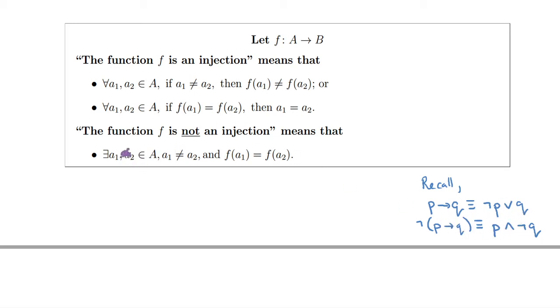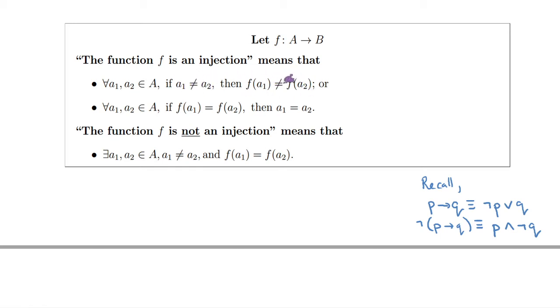And that's exactly what we're doing here, right? So we actually have the original P as the same: a1 is distinct from a2, a1 is not equal to a2. And the negation of Q, which would be that the two outputs are the same. So if you think about this intuitively, remember we said an injective function, if you give me two distinct elements, then their outputs are distinct.